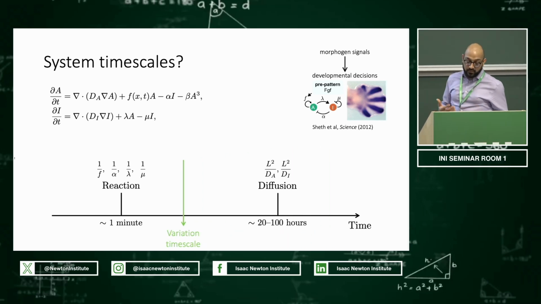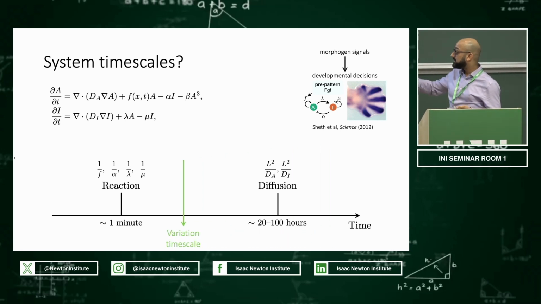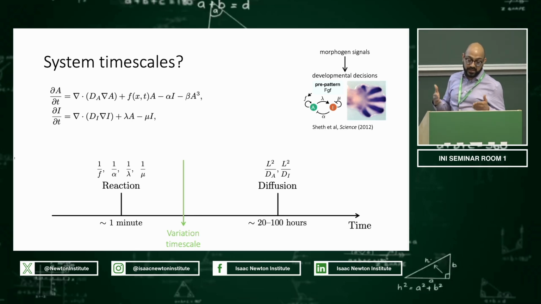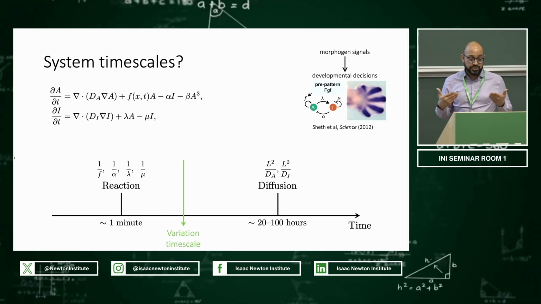If it's somewhere in the middle, well, you might expect the reaction terms to reflect and diffusion terms not to, but the key point is that in the middle, you don't expect any qualitative change, any qualitative difference in the output for a variation timescale between 1 minute and 20 hours, because you're not crossing any natural timescales in the problem.